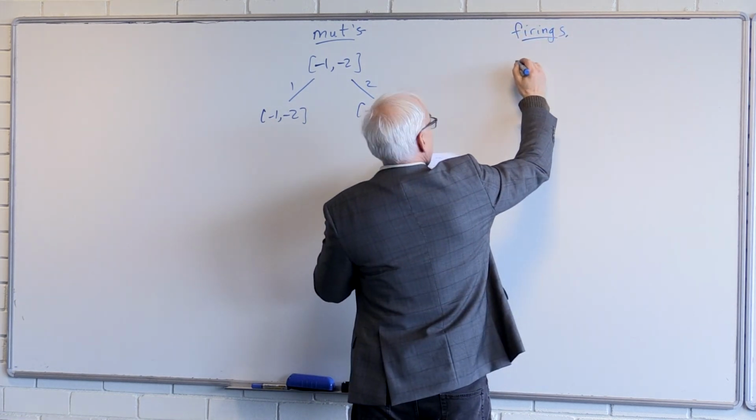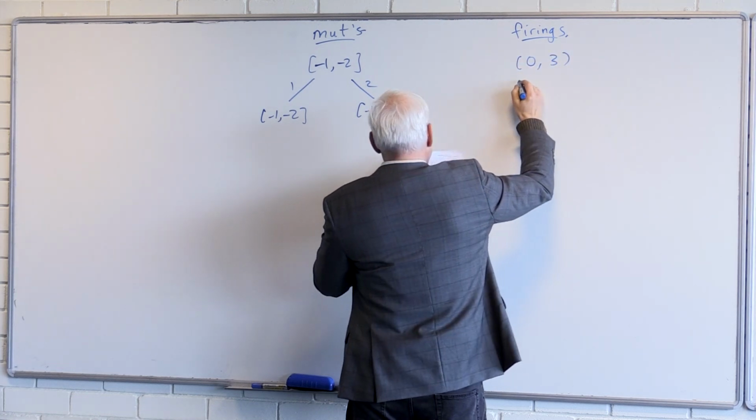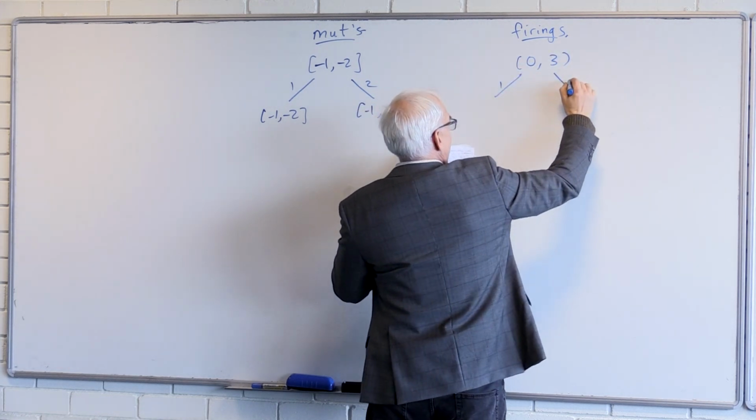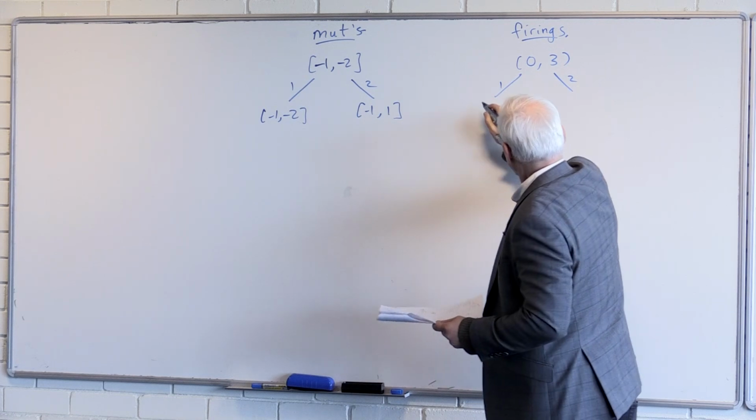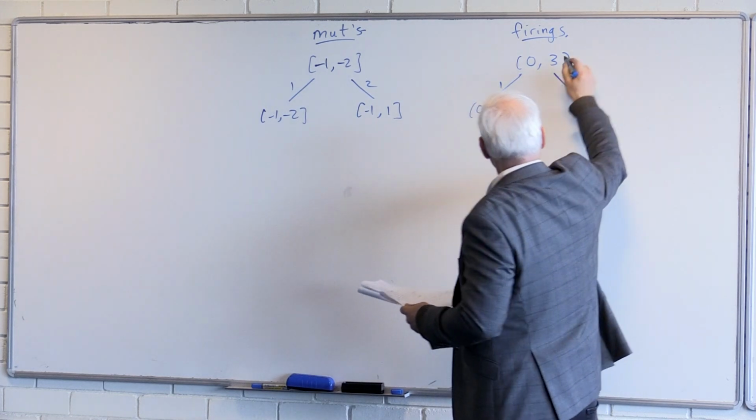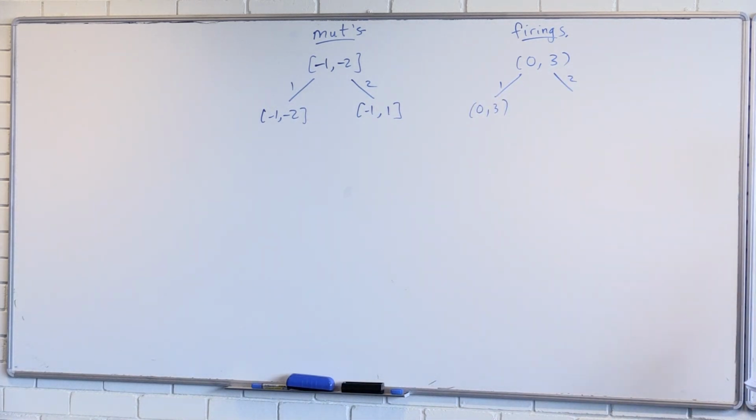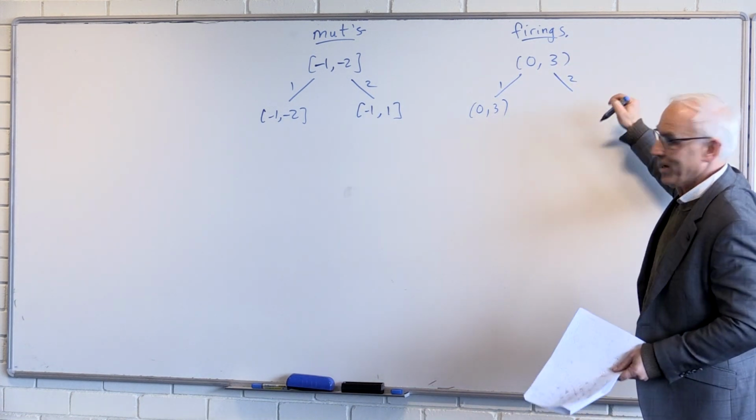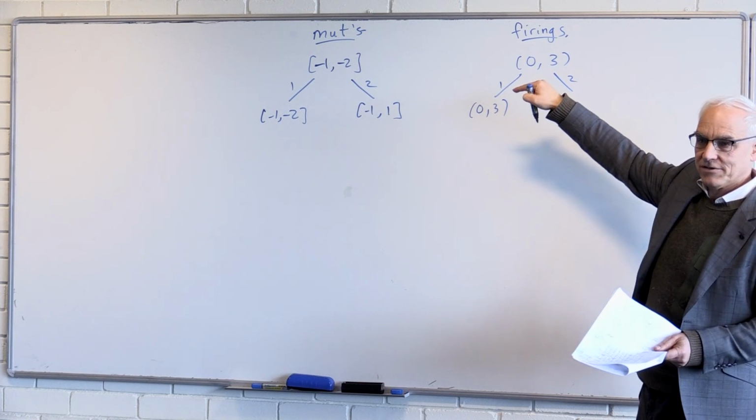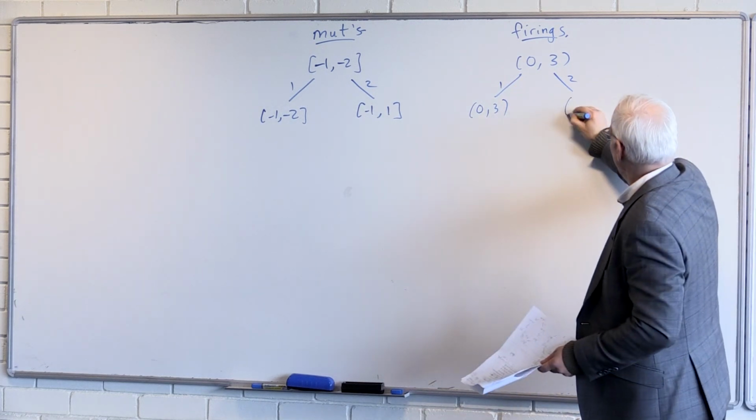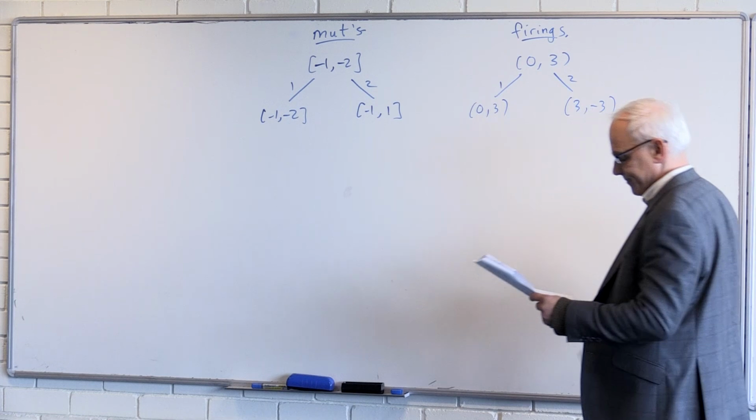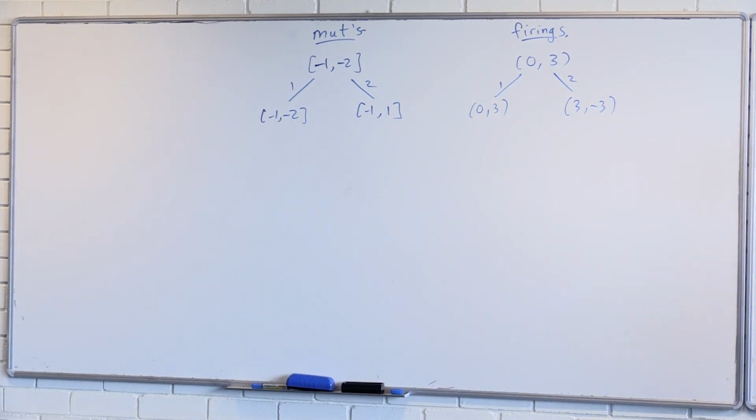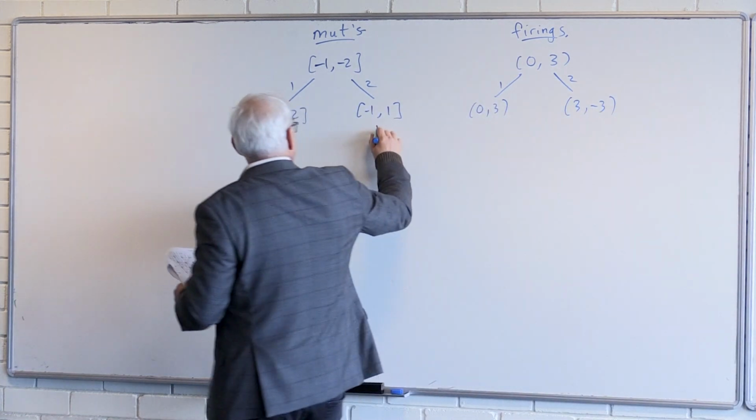And over here, we're going to do firings. We're going to start with 0, 3. And we could either fire at 1 or fire at 2. So if we fire at 1, nothing's going to happen. If we fire at 2, to remind you what happens, the thing negates. 3 becomes a minus 3, and a copy of 3 is sent to all the adjacent vertices. That's the fire. So that goes to 3, minus 3.